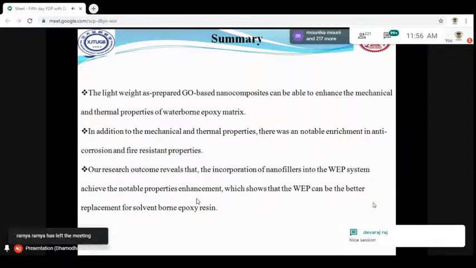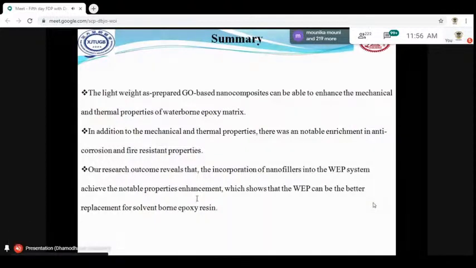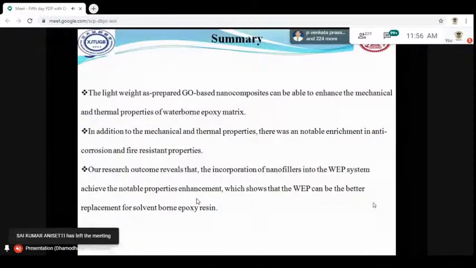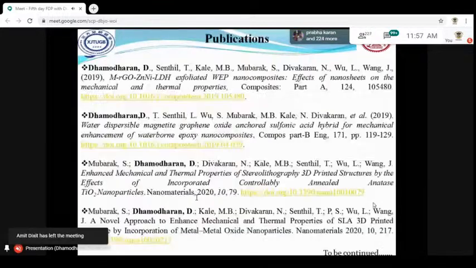When we use solvent based polymers, as I told you initially, they evaporate a lot of volatile organic compounds, which is very dangerous to our environment and also to human life. So with our findings, we conclude that if we replace our solvent-based polymers with waterborne epoxy, we can save our environment at least somewhat. So this is our summary, and I have some publications which my first project has published.